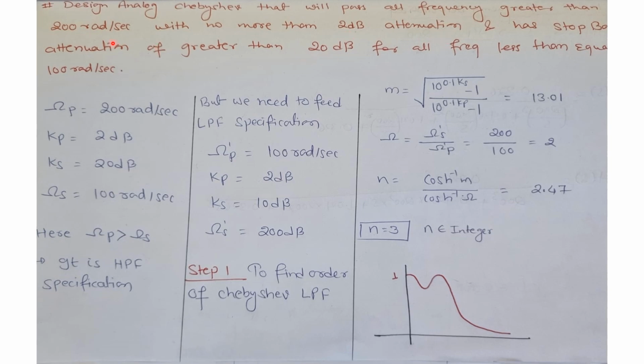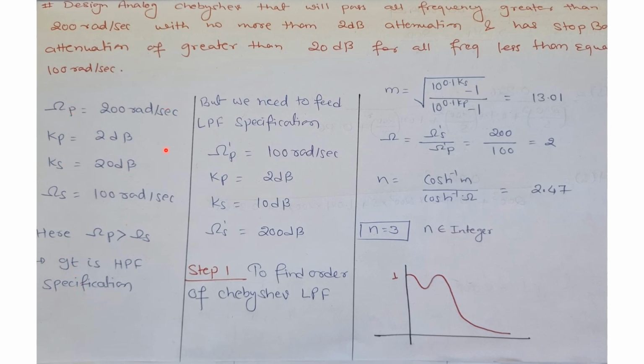What does it mean? It is given that the passband is at frequency 200 radian per second and the passband attenuation is 2 dB, and it has stopband attenuation of greater than 20 dB for all frequencies less than or equal to 100 radian per second. What does that mean? Here omega p is greater than omega s. If omega p is greater than omega s, it is a high pass filter specification.